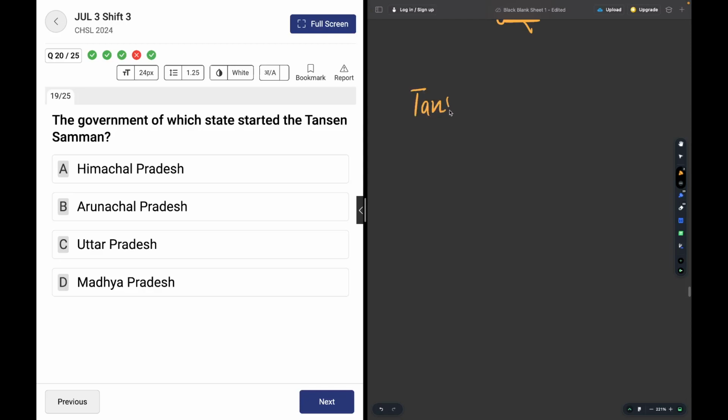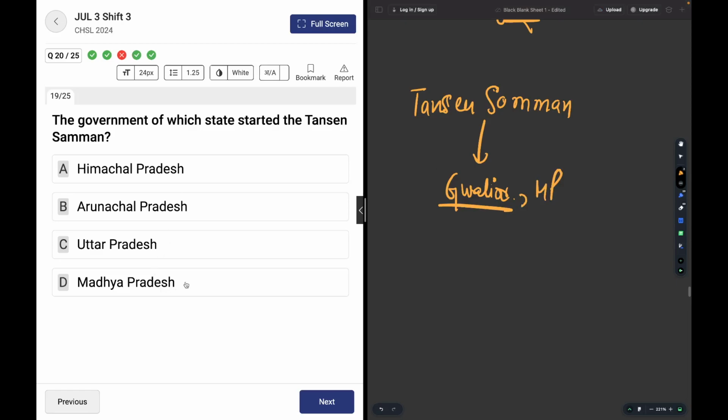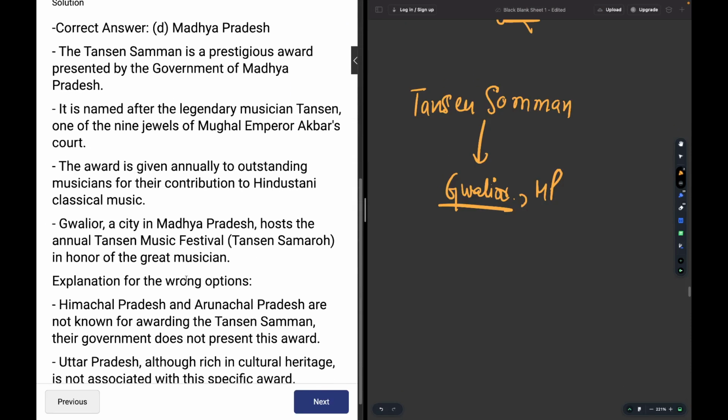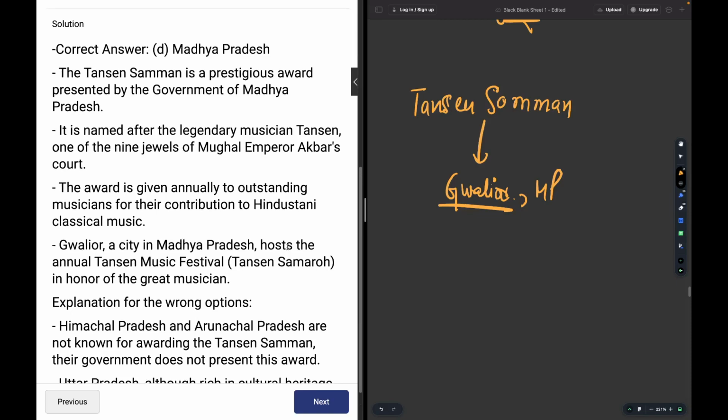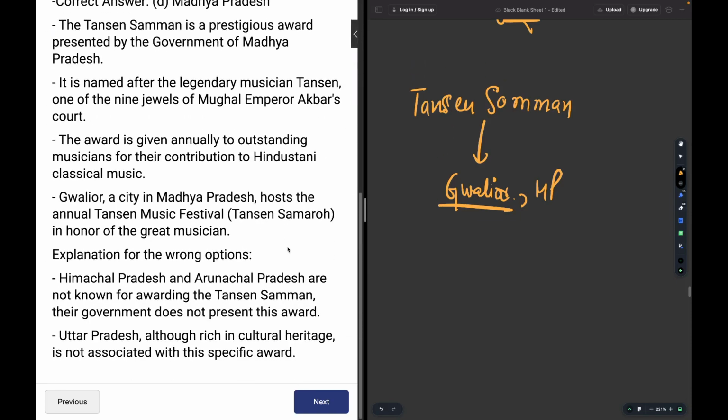Okay, the government of which state started the Tansen Samman? It was started in Gwalior, and it is in MP. So Madhya Pradesh is the answer. Tansen was one of the nine jewels of the Mughal Emperor Akbar's court, and there is an entire Tansen Music Festival which takes place in Gwalior.